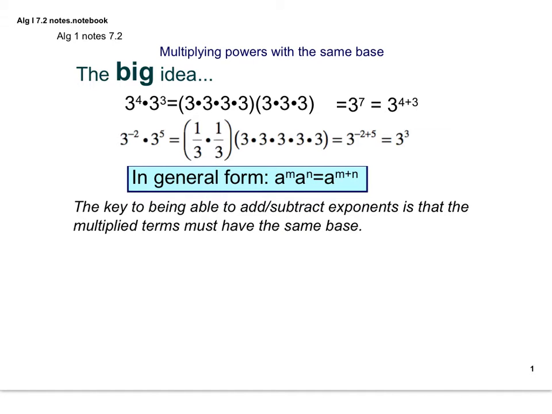And a little review for some of you, 3 to the negative second power is really 1/3 times 1/3, and then 3 to the 5th power is 3 times 3 times 3 times 3 times 3. So you have 3 to the negative second power times 3 to the 5th power. You're basically adding these powers together. So in general form, a to the m times a to the n is equal to a to the m plus n. And there we have it.